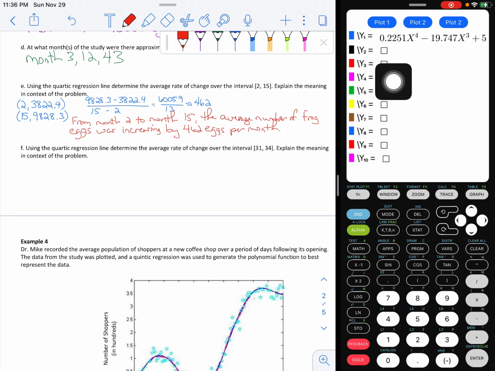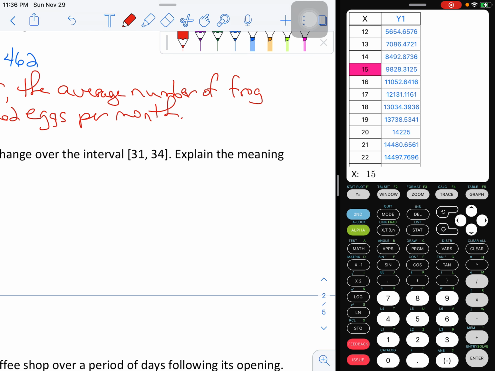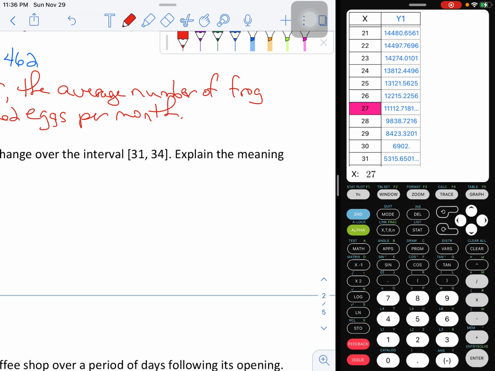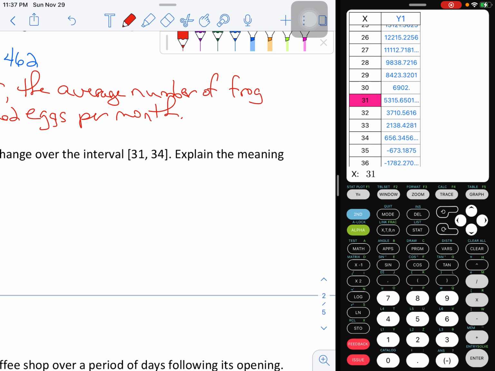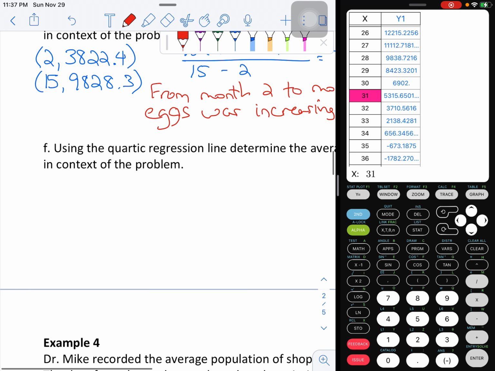So my equation is still in Calculate 84, which is kind of nice because now I'm going to still go back into that table of values. So second graph. And all I'm going to do is scroll down until I see x is equal to 31. And I'm just hitting the down arrow. All right. So I have an ordered pair here that's going to be 31, 5,315.7 if I round.